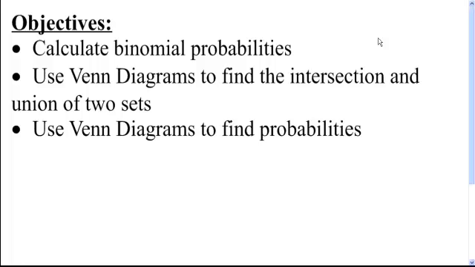In today's video, we are going to look at calculating binomial probabilities, and then we're also going to use a Venn diagram to find intersections and unions between two sets. And then lastly, we're going to use Venn diagrams to find individual probabilities. So to begin with, we're going to look at the following problem.